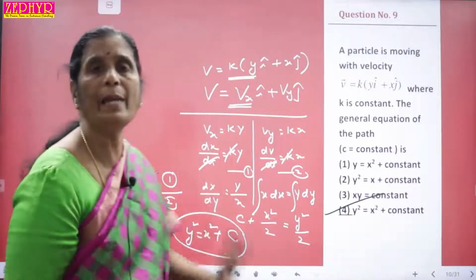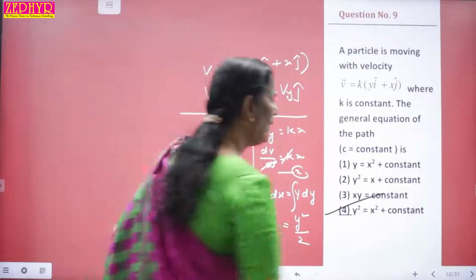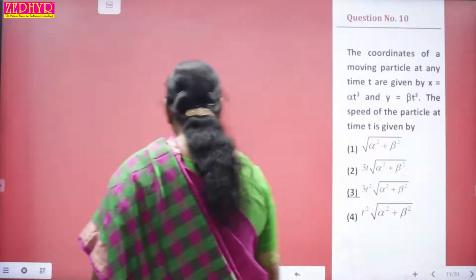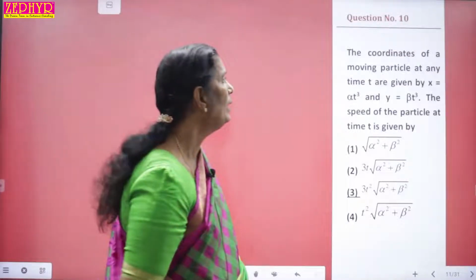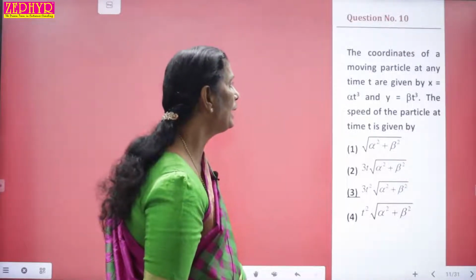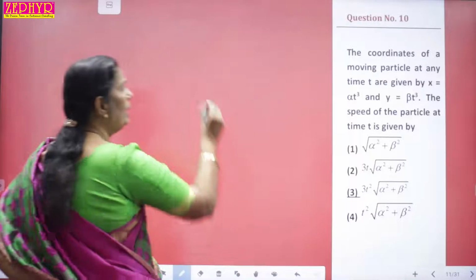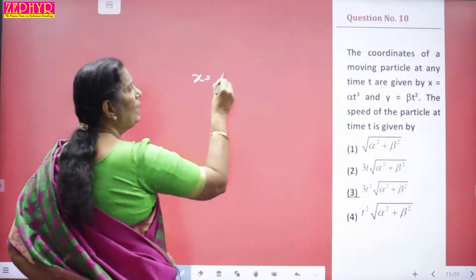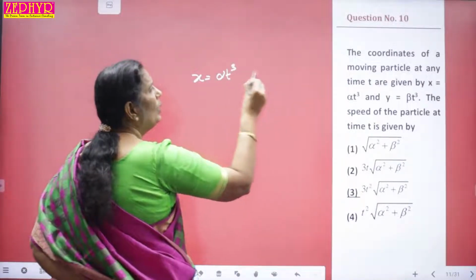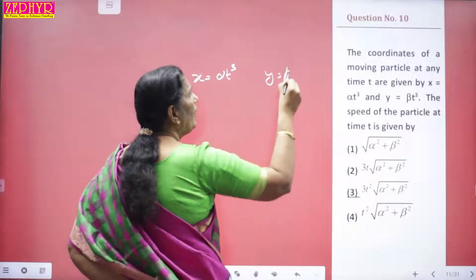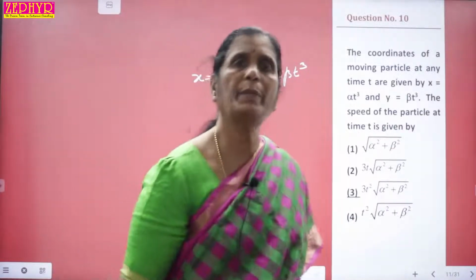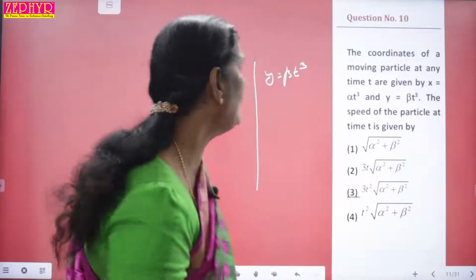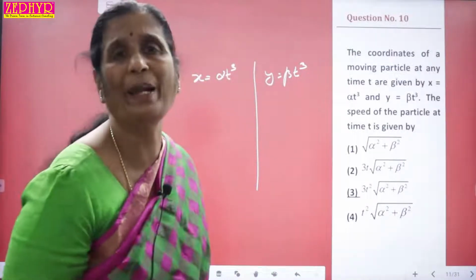Okay, so this was the complete mathematics work in physics. The next question: the coordinates of a moving particle at any time are given by the x coordinate alpha t cube and the y coordinate beta t cube. So the horizontal displacement is given and the vertical displacement is given. We want to know the speed of the particle.